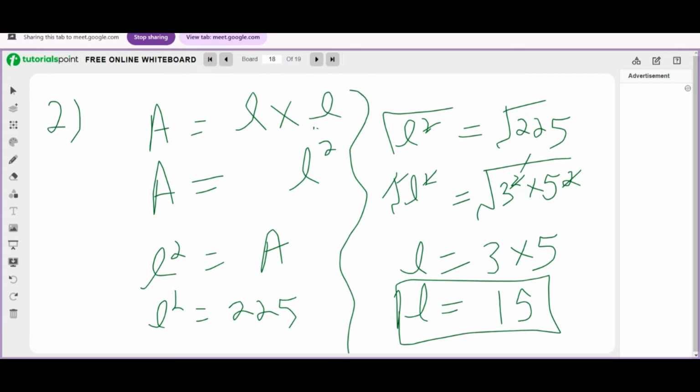Did you get it, how we have to solve this? First, you have the value of area. Then that will be the square of L, because on both sides length is the same, L square. Then put the value of area, take a square root on both sides, and take a prime factorization of that value under the square root. By cancelling the square, you will have your answer.